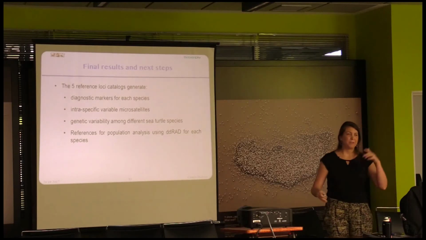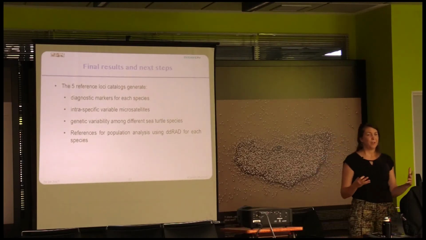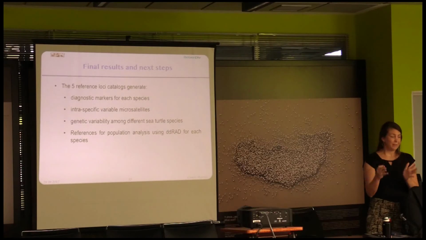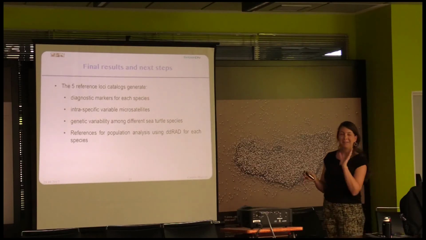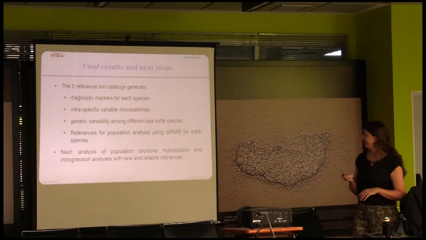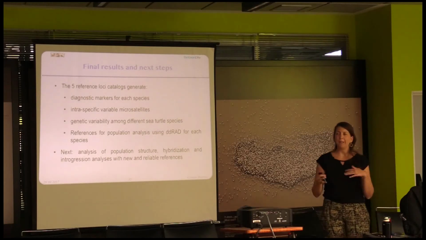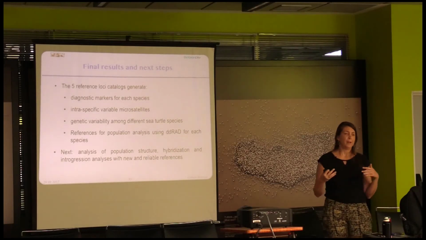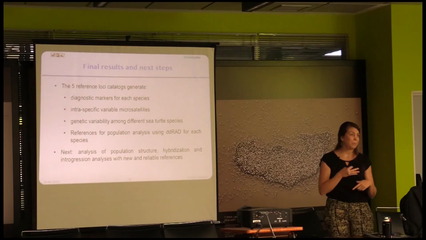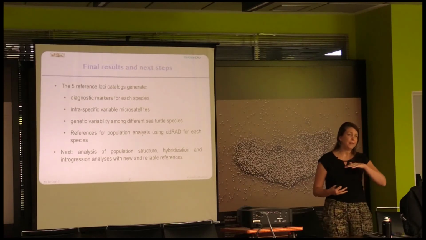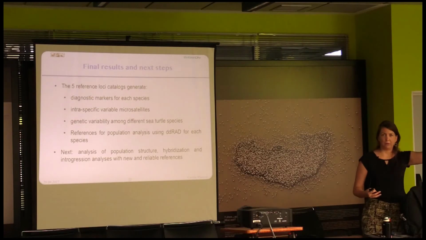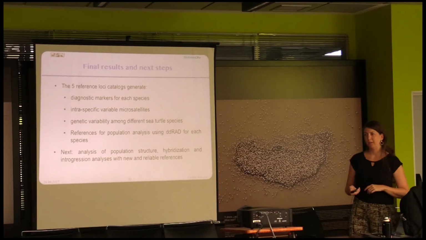Remember my first result: not good for population structure. Now I got to the point where I have a nice reference and I'm going to try again. Unfortunately, I cannot tell the result because I haven't done the analysis yet, but we are almost there. The next step is going to be the population structure analysis, hybridization and introgression. We can easily identify first-generation hybrids and backcrosses, but we want to go deeper and look at introgression over the historical evolution of the sea turtles.